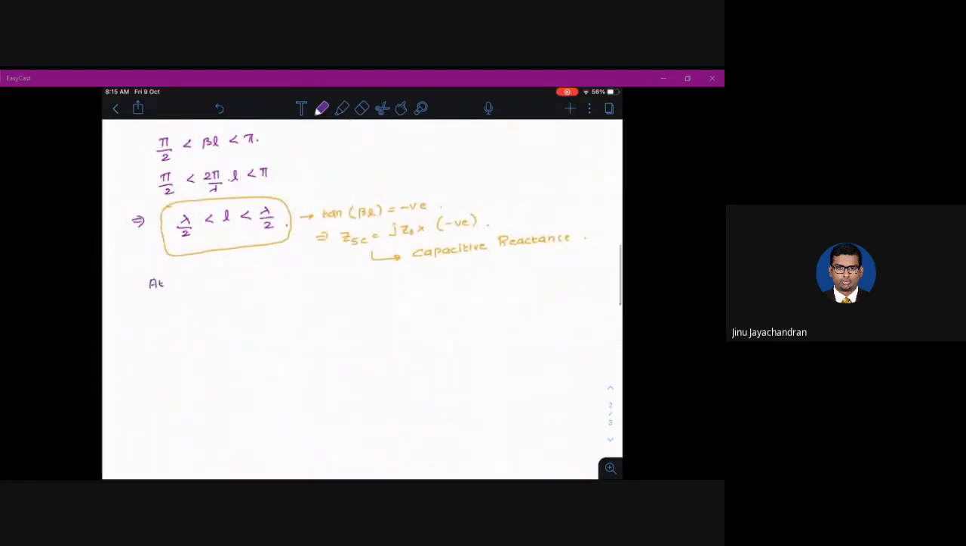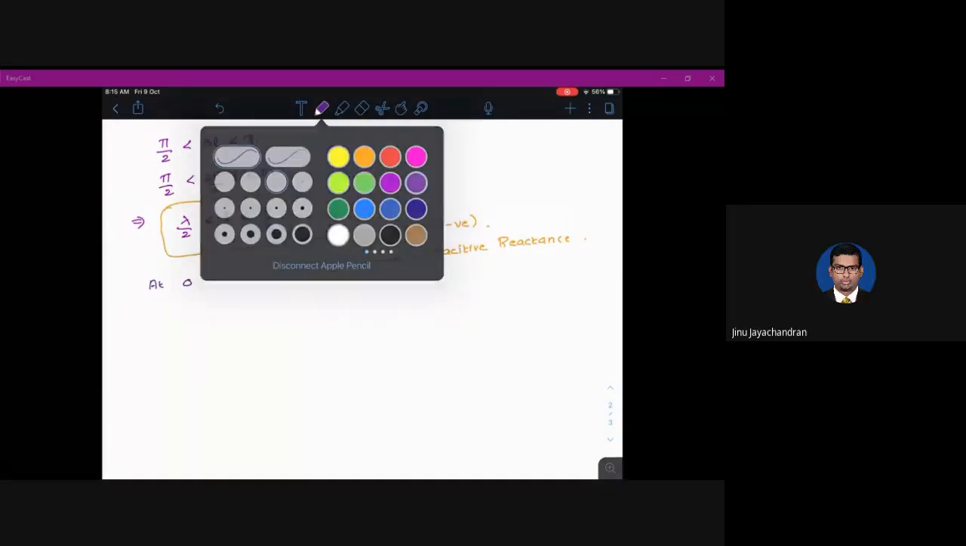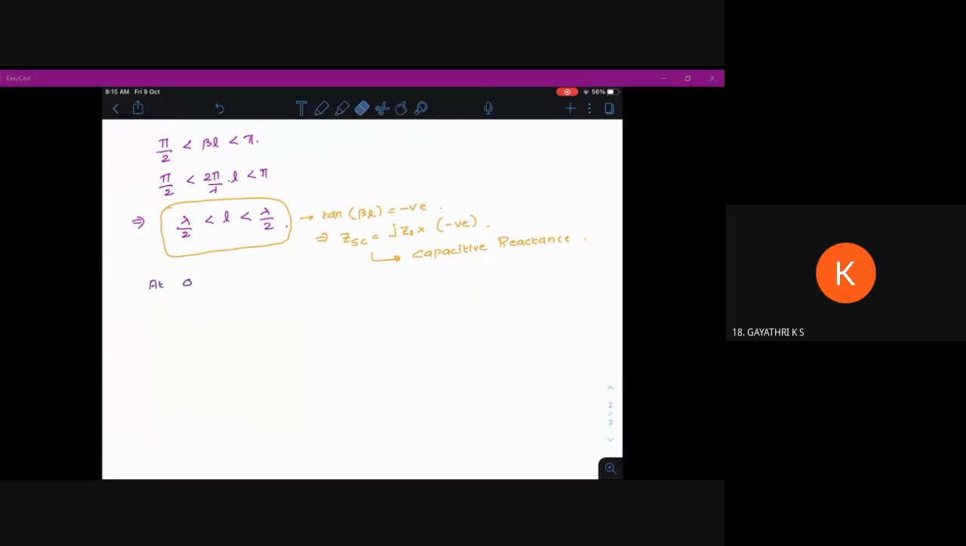At 0, Sir, here it is pi by 4, isn't it, sir? Pi by 2. Lambda by, which is this step? Lambda by 4. Okay, fine, thanks. Who said that? Gayatri. Okay, thank you.